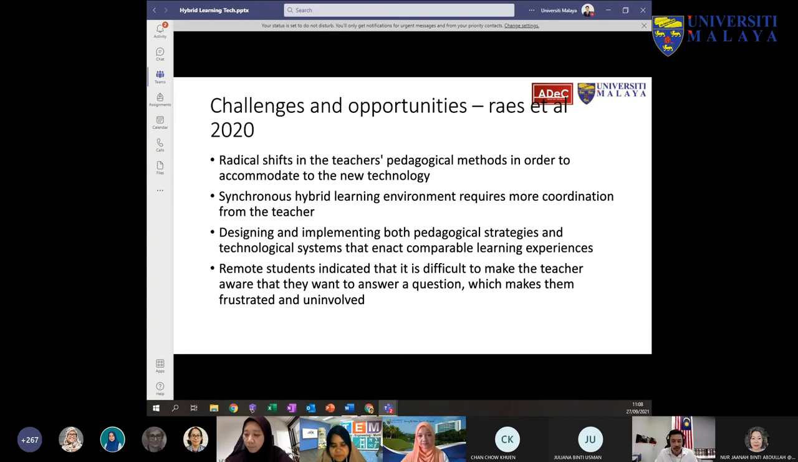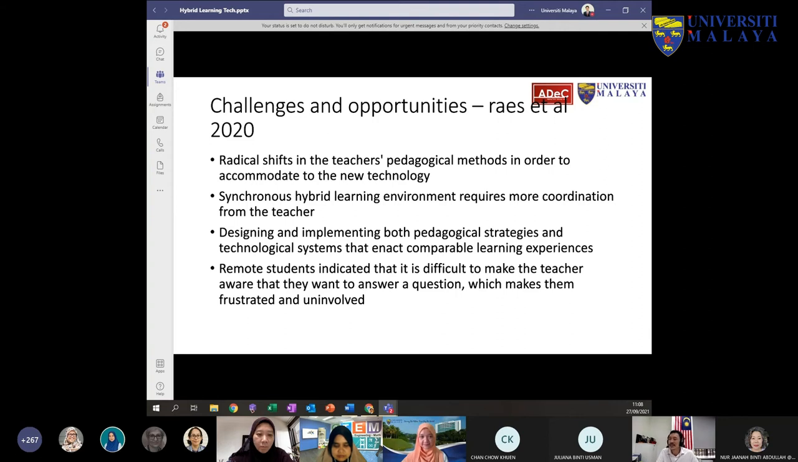The fourth one is very, very important: to design and implement pedagogical strategies and also technological systems that enact comparable learning experience. So undoubtedly, if you design the learning environment well, both remote students and also in-class students will get comparable learning experience. So there is a big risk that if you leave the students, especially the remote ones, out, then they will not get that comparable learning experience. And that's why it is very important. I told this to many lecturers or many faculties that I visited: invest in the monitors at the back so that the lecturers will be able to see the remote learners.